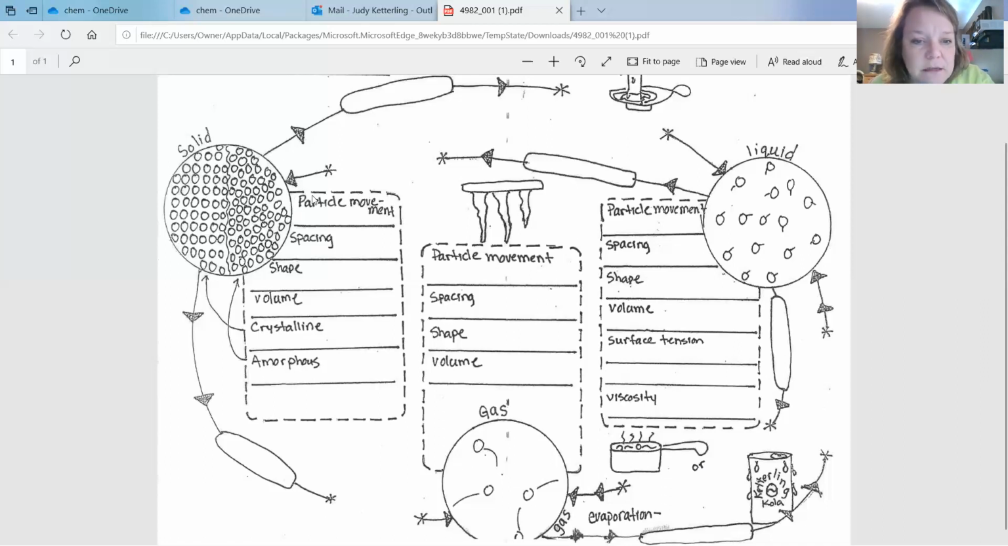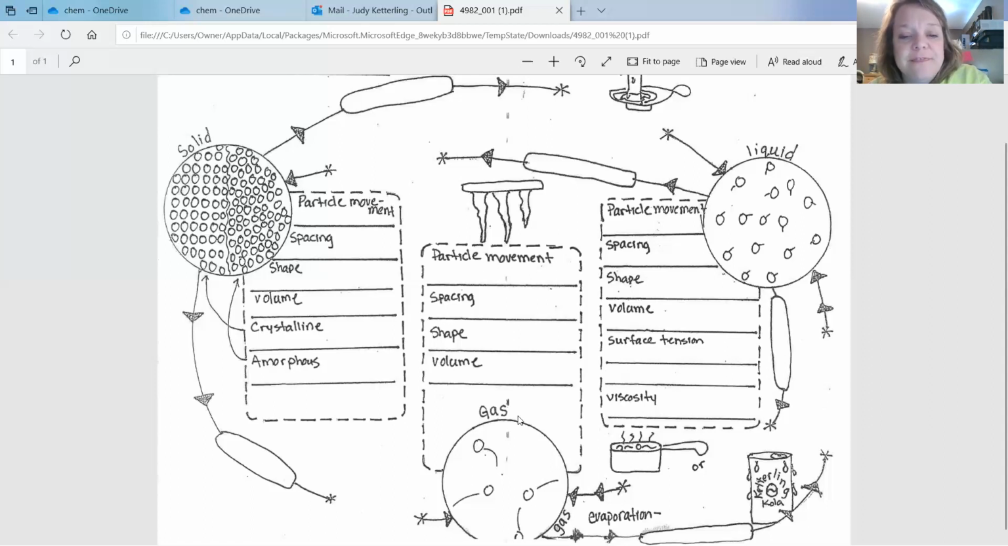And then in these little dashed boxes, I want you to tell me, what do you know about the particle movement of solids? What do you know about the spacing of the particles within a solid? What do you know about the shape? Does it stay the same shape if I move it, or does it change? We could say it's fixed or not fixed. Same thing with the volume. We've talked about this. This is in our notes. And then tell me what you know about crystalline and amorphous solids.